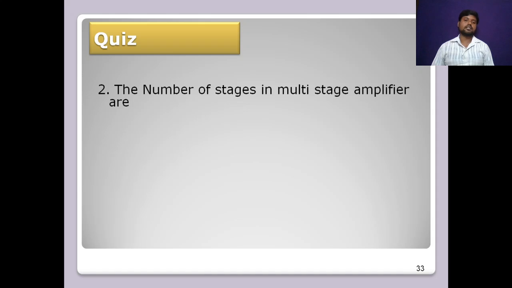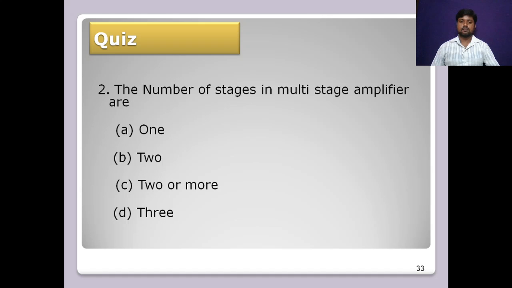And the number of stages in multi-stage amplifiers are: how many stages will be there in multi-stage amplifiers? A. 1, B. 2 stages, C. 2 or more stages, D. 3 stages. Which will be the correct answer for this question? Can you guess, students? Multi-stage means multiple stages, in the sense it can contain any number of stages, but it is not a single stage. If it contains 2 stages, of course it is multi-stage. 3 stages, of course multi-stage. 4, it is also multi-stage. So I can say 2 or more stages will be a multi-stage amplifier.